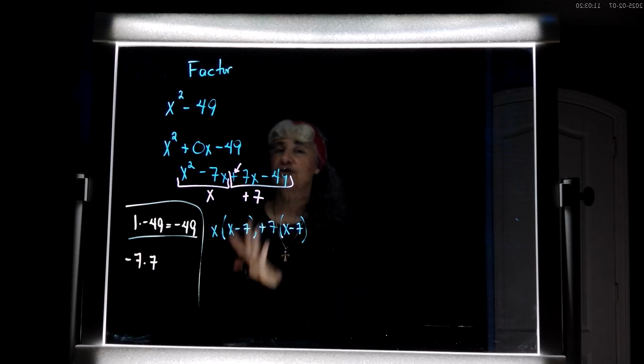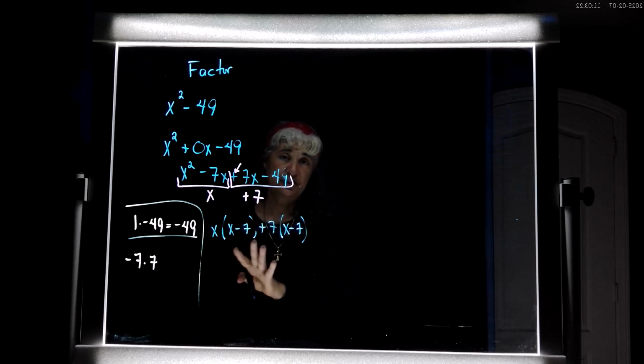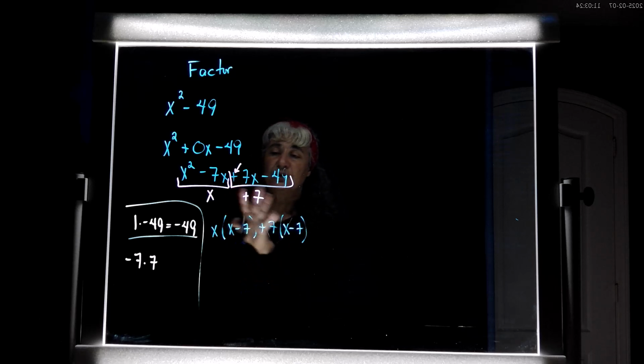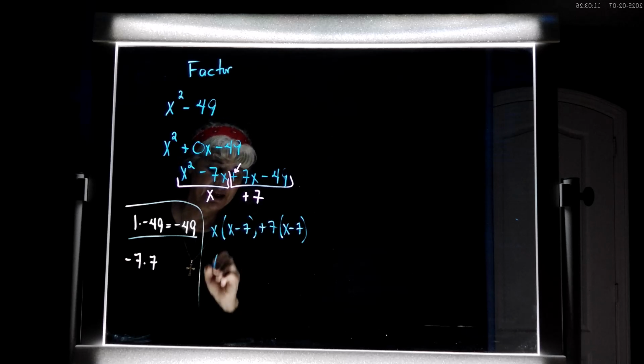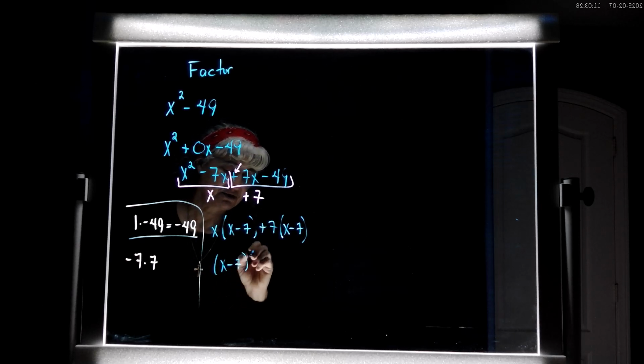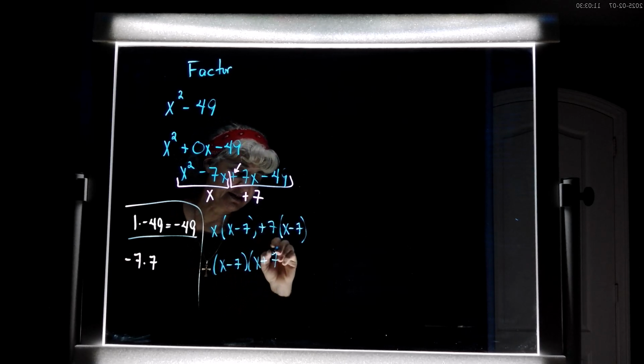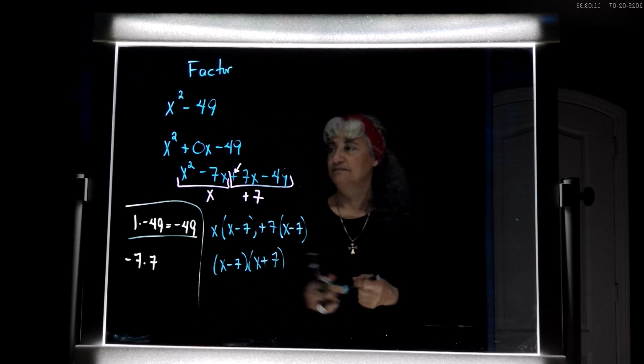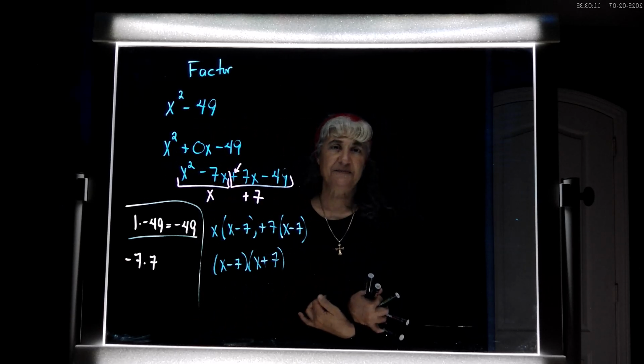Because this stuff you should already know how to do at this point. Because you're like, oh, we grouped. The parentheses are the same. I can factor the parentheses out. And what remains is this x plus 7. Good? Does that make sense?